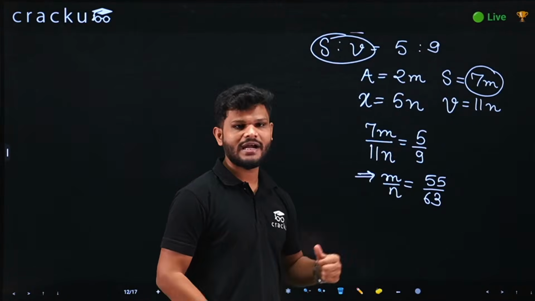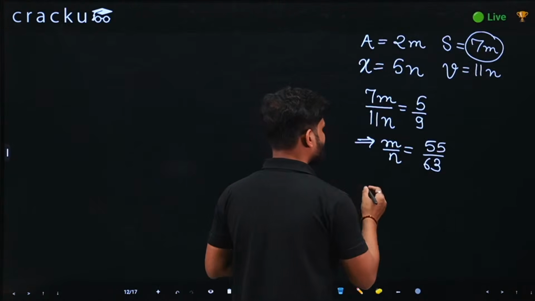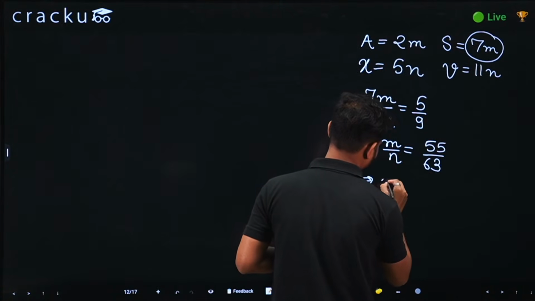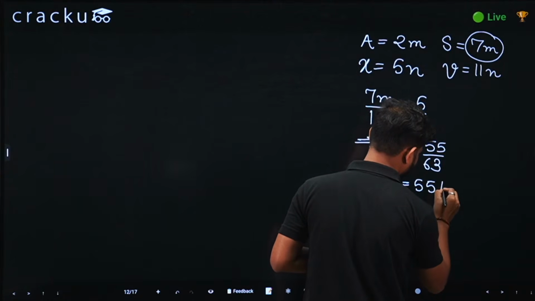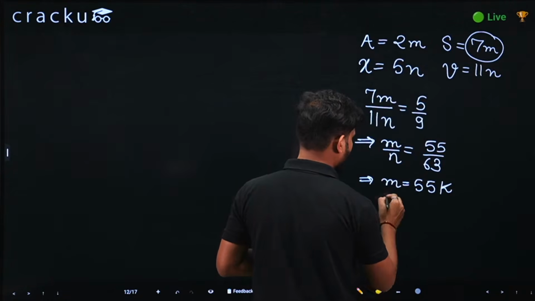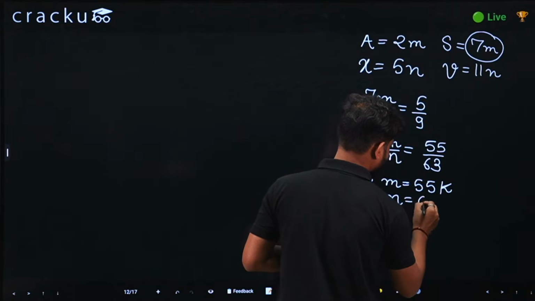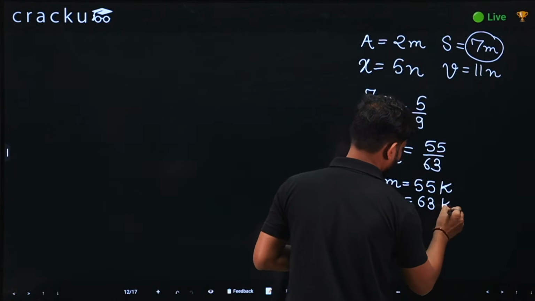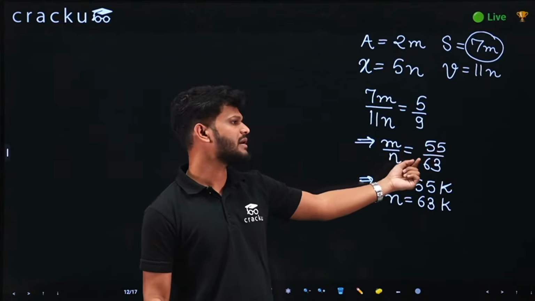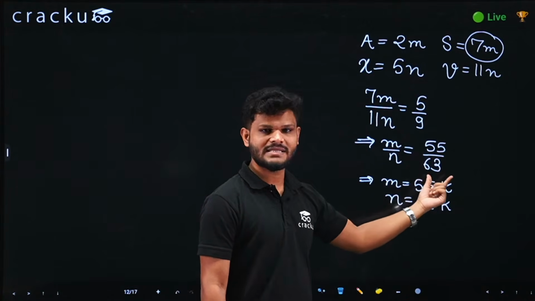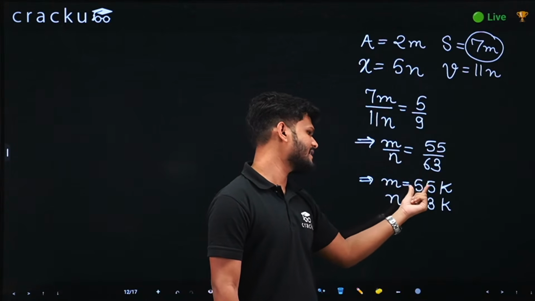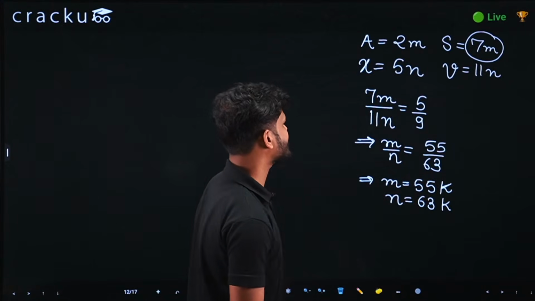Now this is also kind of a ratio, right? So you can say, let m equal 55k, where k is an integer, and n equal 63k. Because there is no common multiplier between 55 and 63, we can assume it as the simplest ratio, so m is 55k and n is 63k.